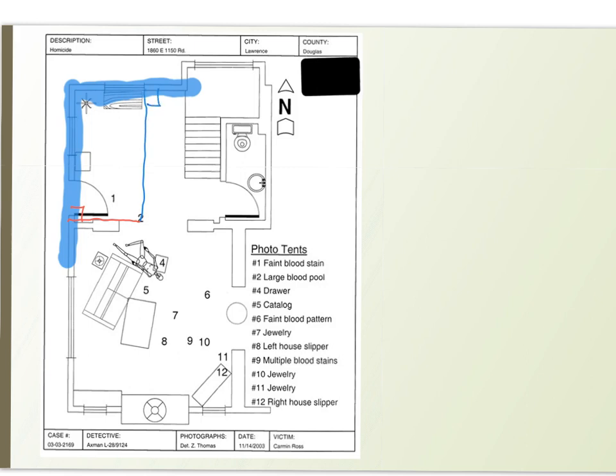So, I'm just going to give an example here. For example, this could very well be 15 feet, whereas from here to the first wall, perhaps it's only 6 feet. Okay, that's one way of using the rectangular method in doing your crime scene sketch.